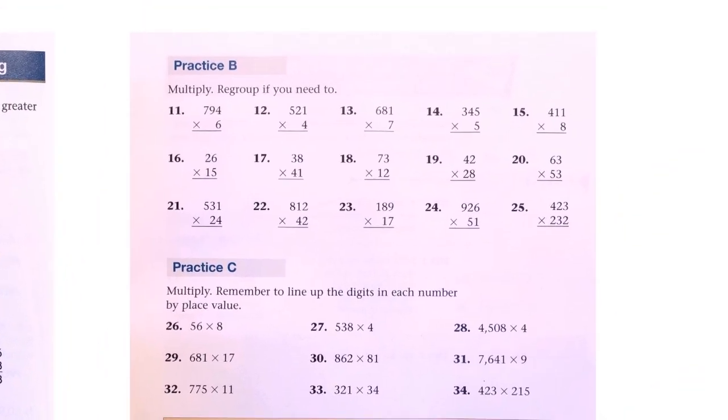All right, let's take a look at some more. Practice B. Let's multiply and regroup if we need to. So number 11 has 794 times 6. 6 times 4 is 24. 6 times 9 is 54, plus 2 is 56. And 6 times 7 is 42, plus 5 is 47.